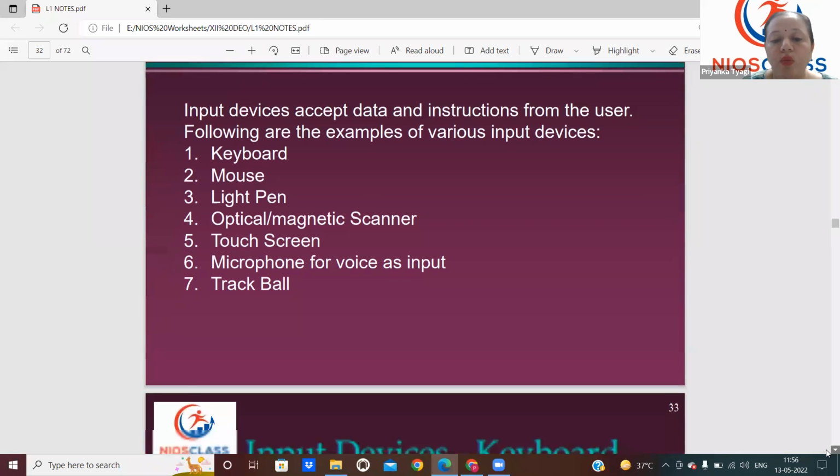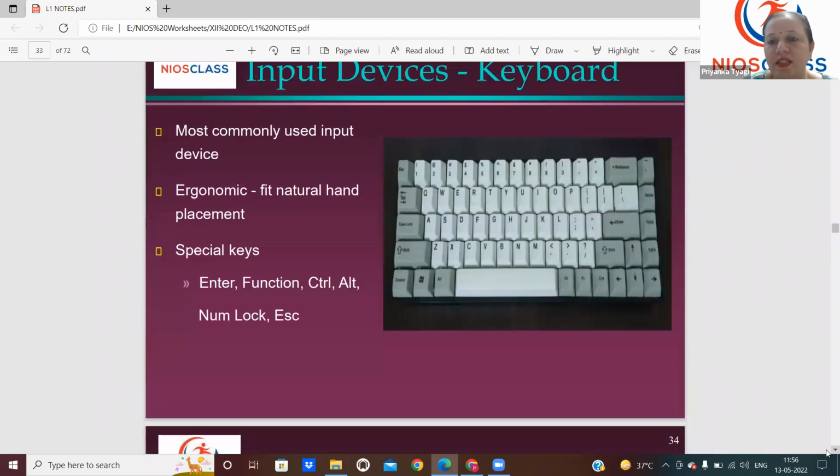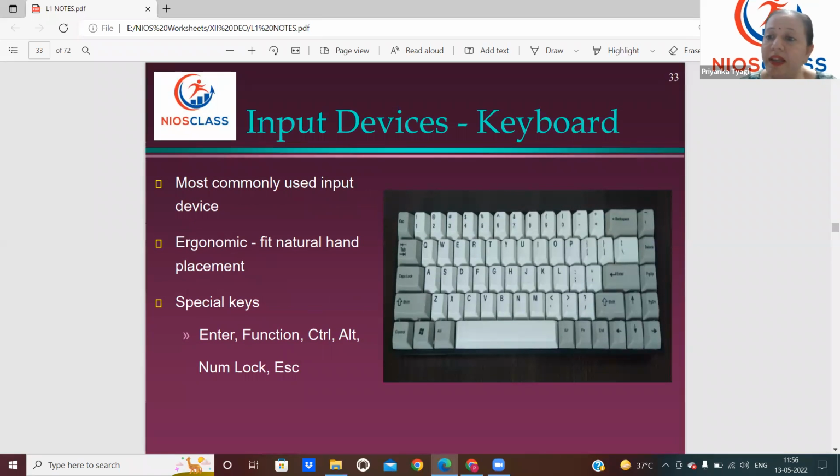Okay. Now, what is a keyboard? The first device in this list, keyboard. What is a keyboard? A keyboard is basically the most common input device. With the help of a keyboard, we can input text. We can type the text. We are very much able to type the text.